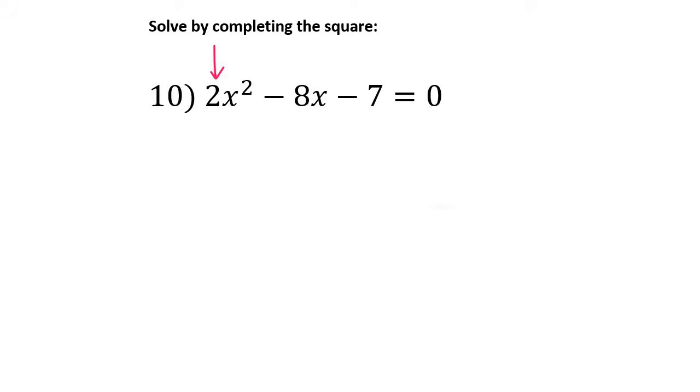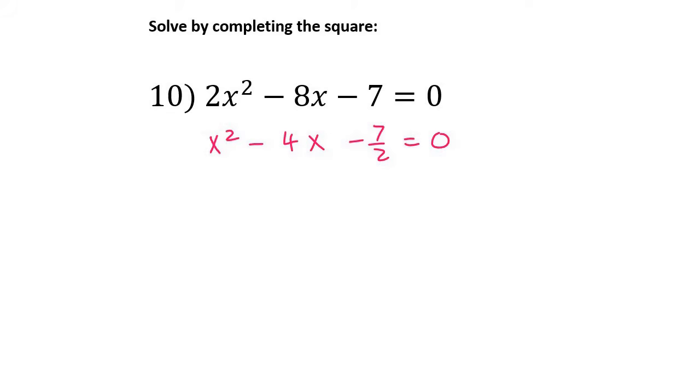So we need to divide everything by 2. Okay, so that's going to let us end up with x squared minus 4x, because I divided by 2, and then minus 7 over 2. See how I did? I divided everything by 2. Now we can carry on like it is a brand new question.